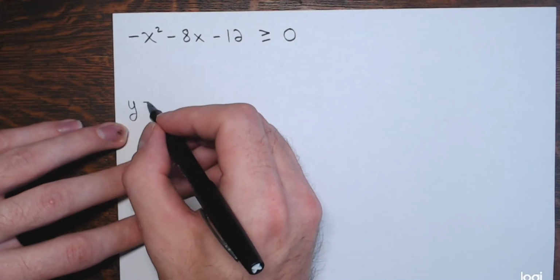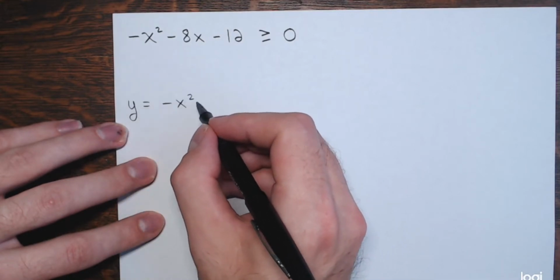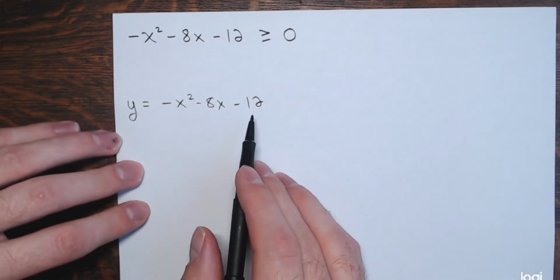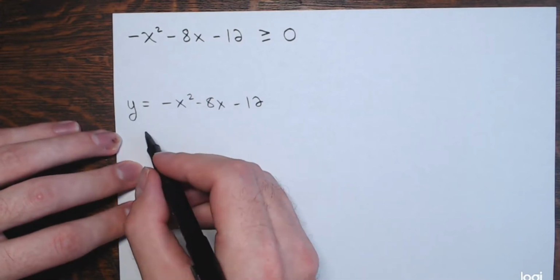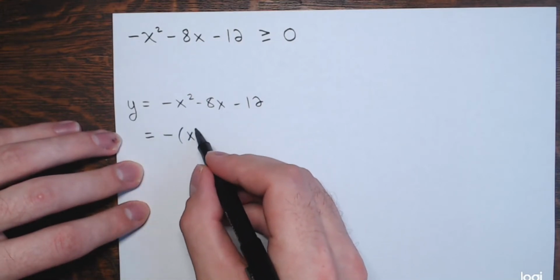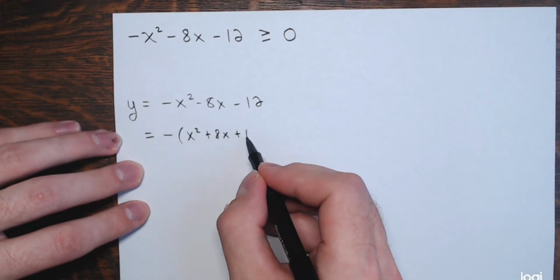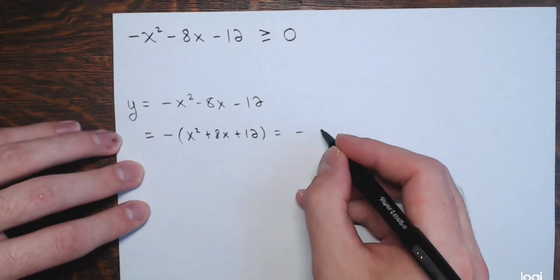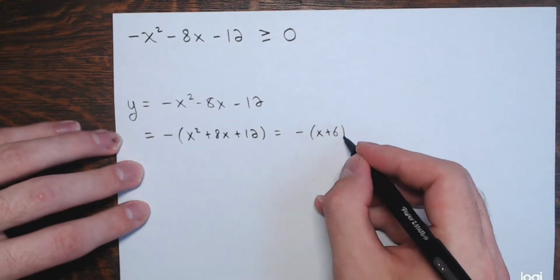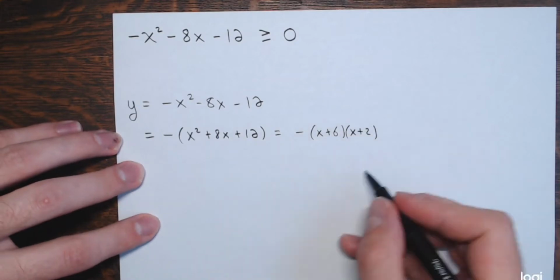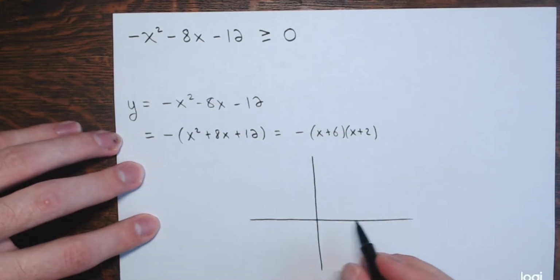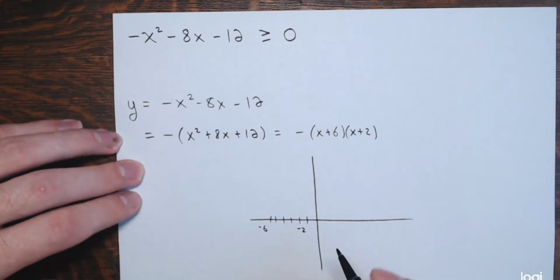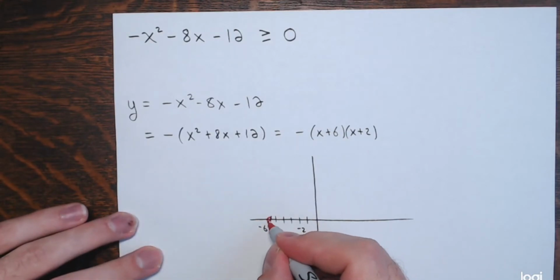We're going to look at the parabola y equals -x squared minus 8x minus 12. Now, again, if you see it, great. If you don't, use the quadratic formula to find the x-intercepts. But I can see that this is factorable. Right, if I pull out a -1, you'd have x squared plus 8x plus 12, which factors to (x plus 6) times (x plus 2). Alright, so the x-intercepts are at -6 and -2.